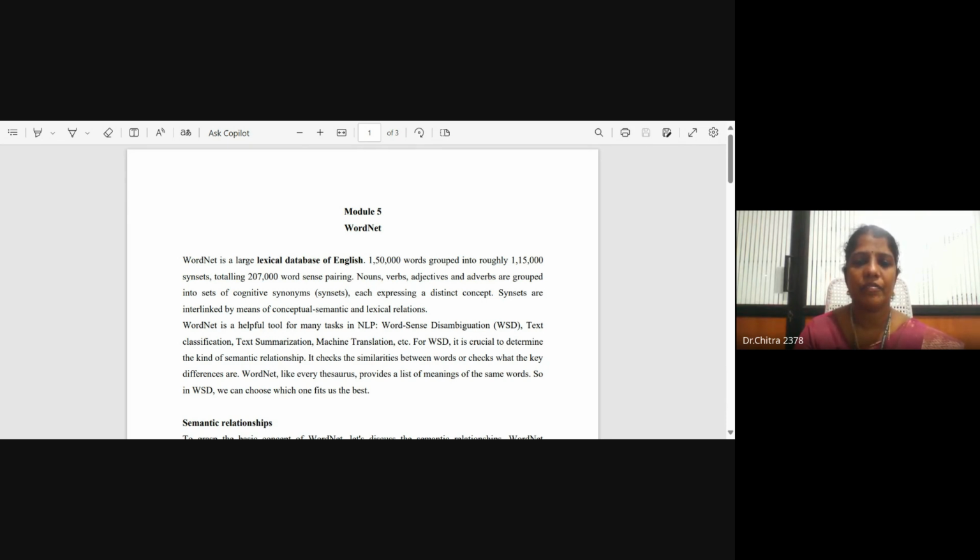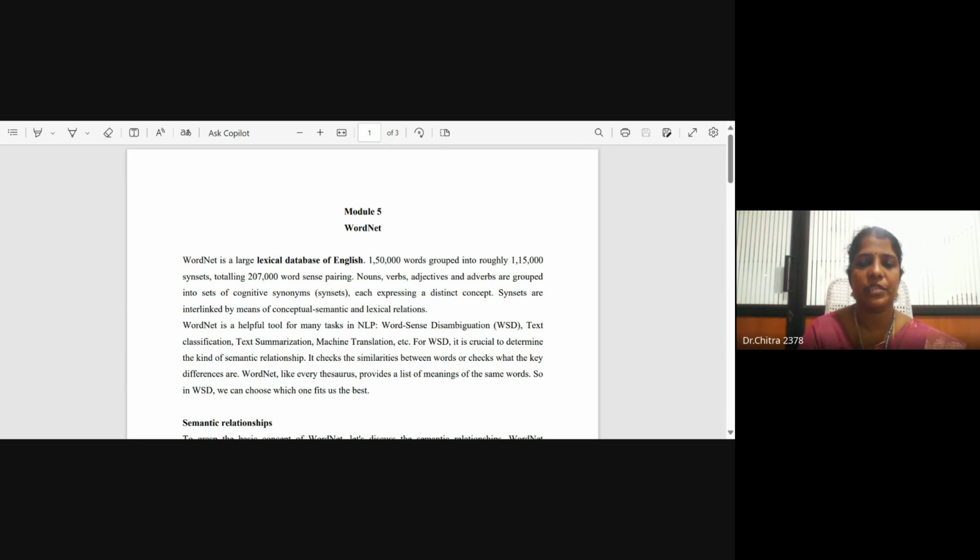Here, roughly 150,000 words are grouped into 115,000 synsets. Synsets means small groups, totaling 207,000 word-sense pairings. For example, word embedding is done with the help of this WordNet. You know the meaning of word embedding. Which words will be combined together, that can be analyzed with the help of word embedding? That is given with the help of this WordNet.